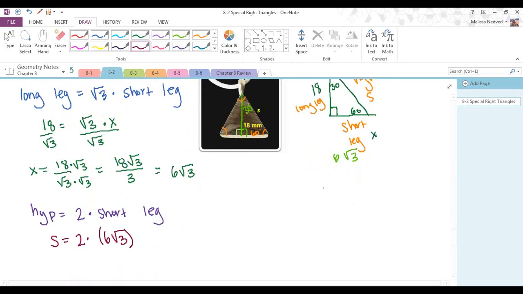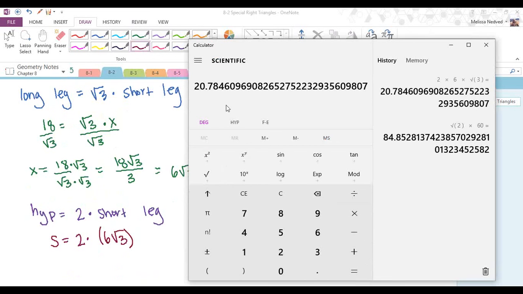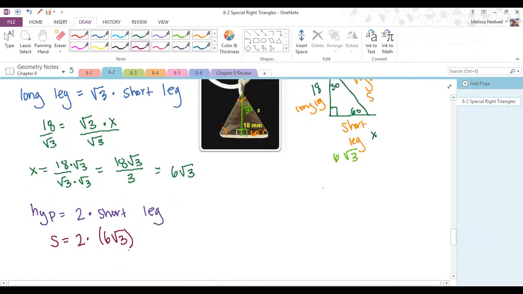So you can plug that whole thing right into your calculator. 2 times 6 times the square root of 3. And enter. To the nearest tenth of a millimeter, I get 20.8 millimeters. So each side length of this pendant is about 20.8 millimeters.